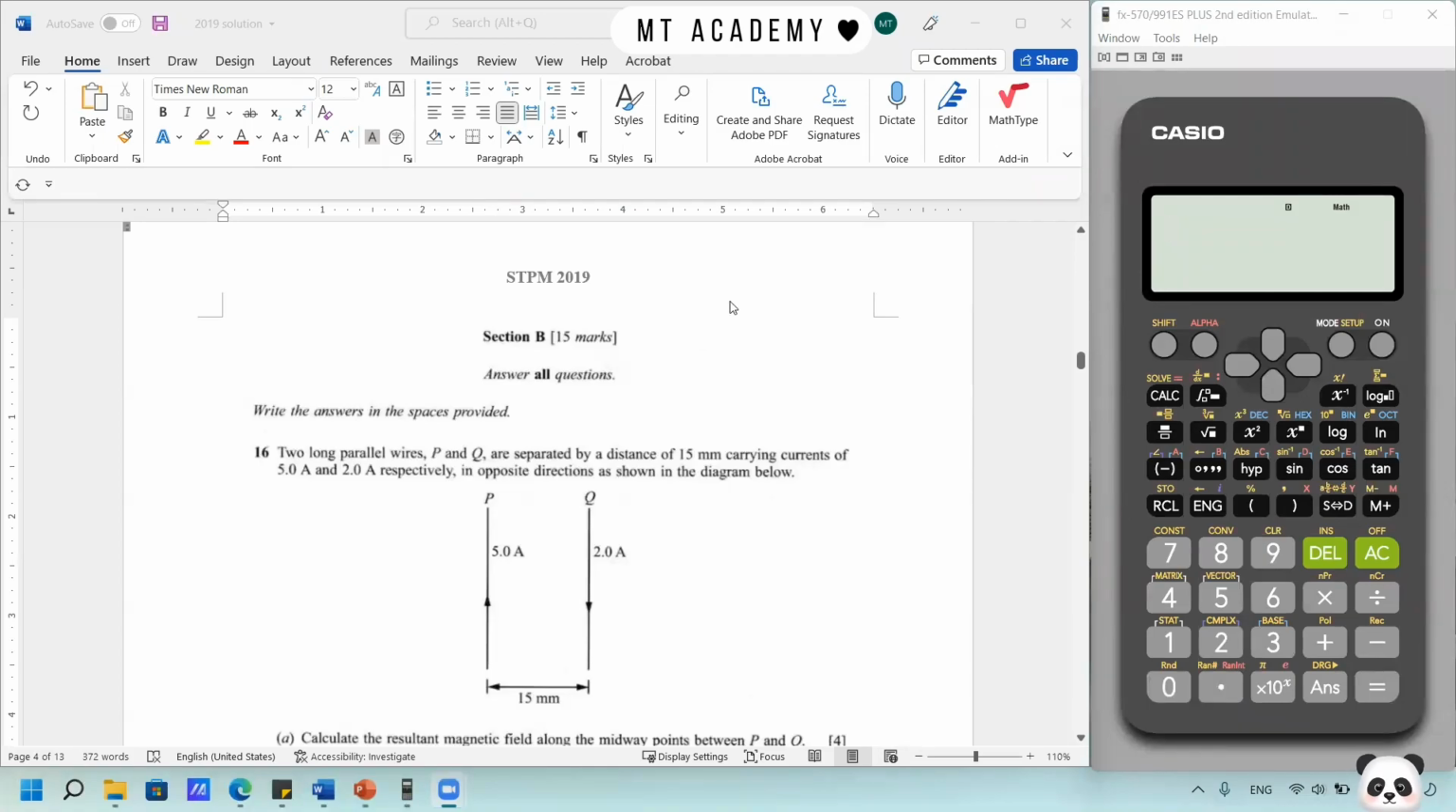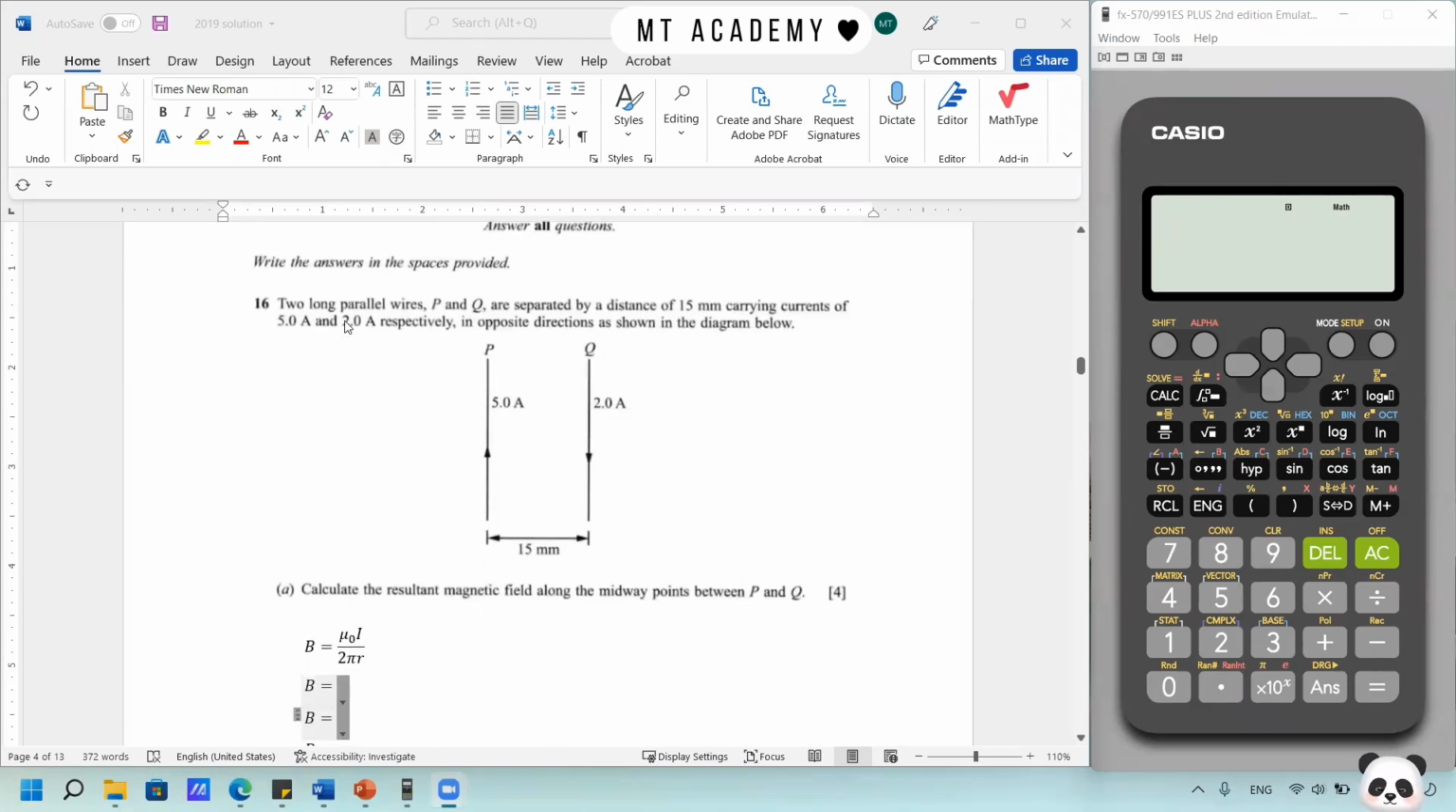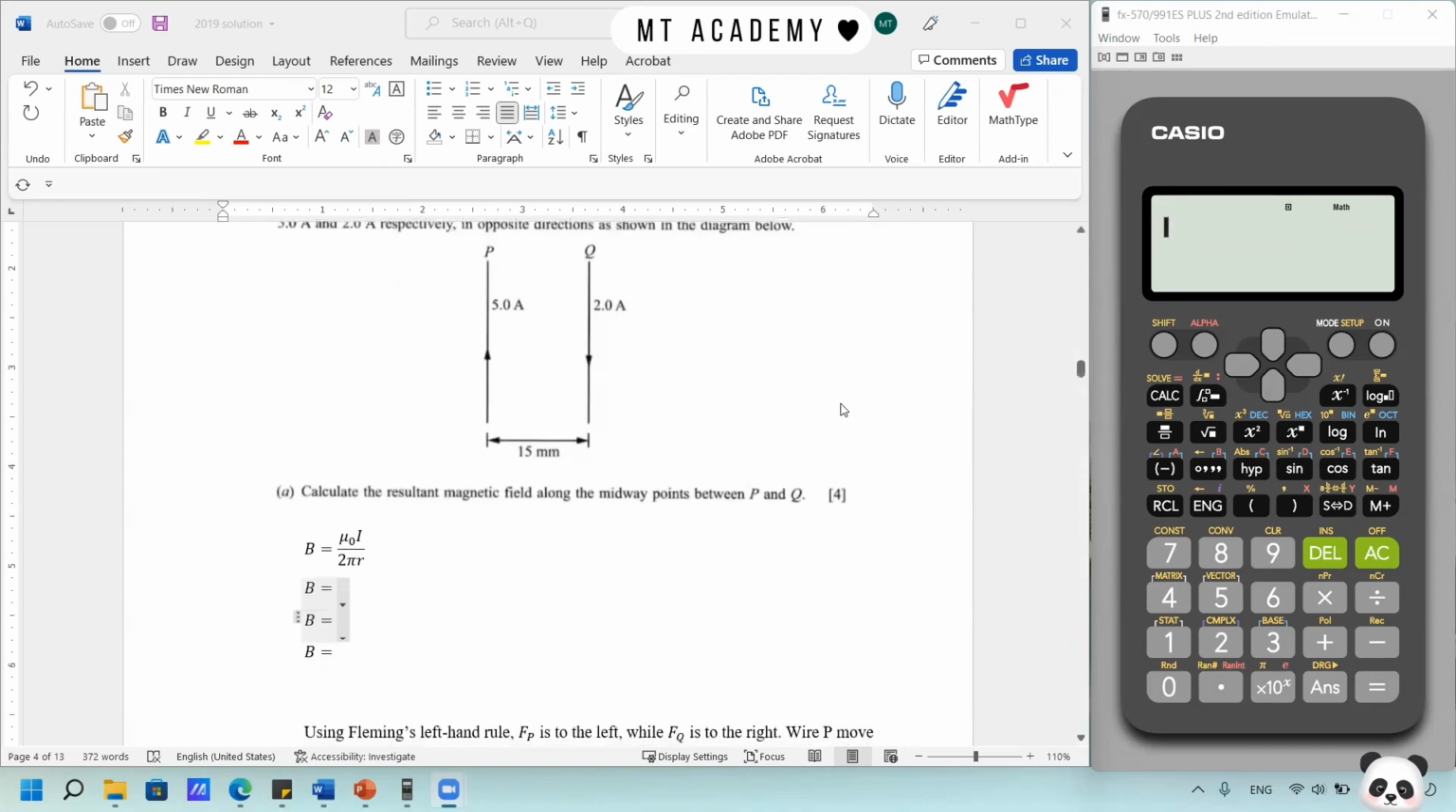Hello and welcome back. We'll continue with the past year of 2019, section D. Question 16: we have two long parallel wires P and Q separated by a distance of 15 millimeter, carrying currents of 5 ampere and 2 ampere respectively. Calculate the resultant magnetic field along the midway point between P and Q.